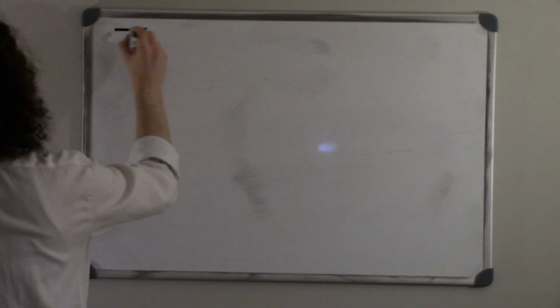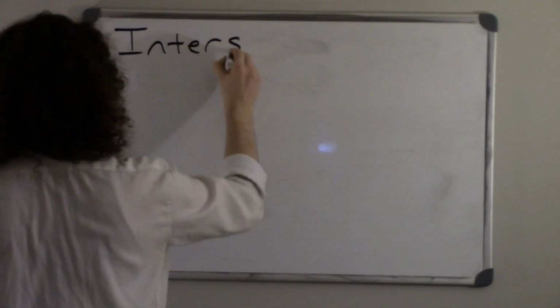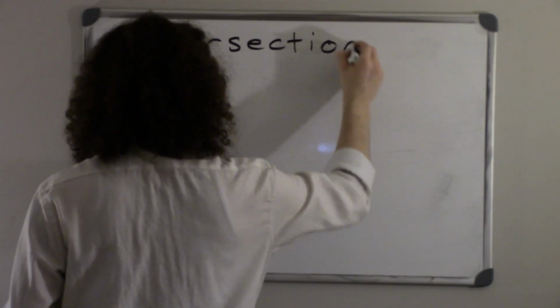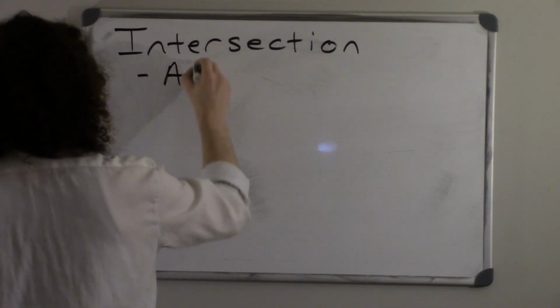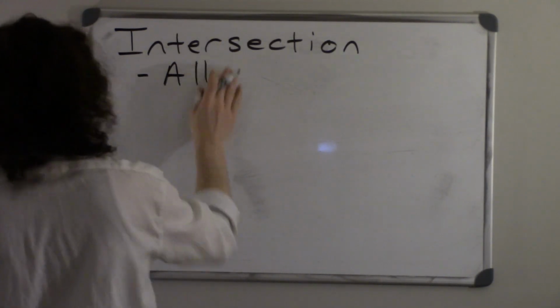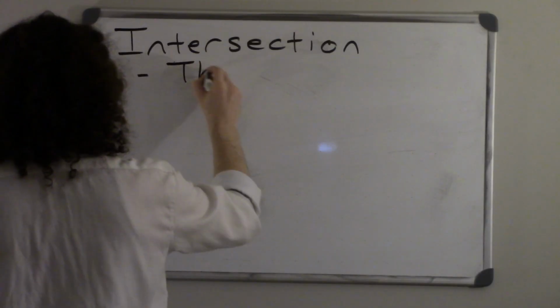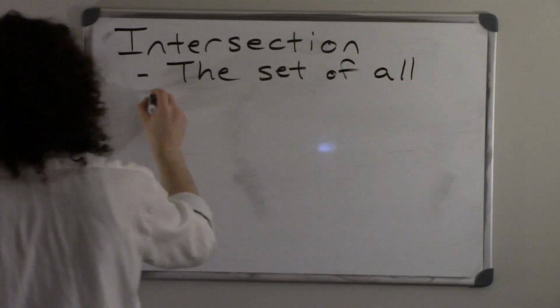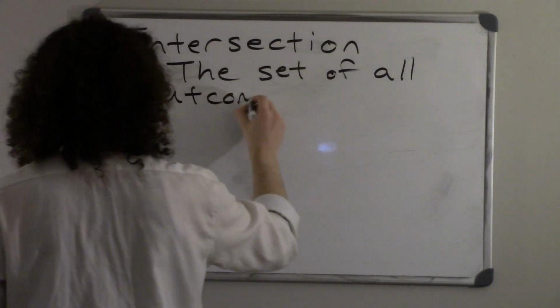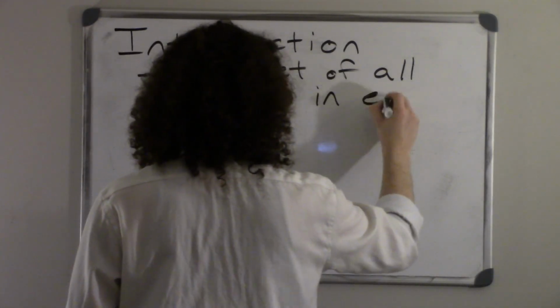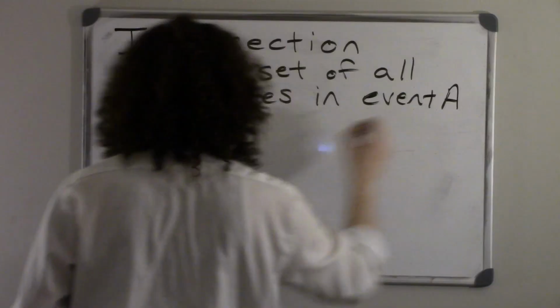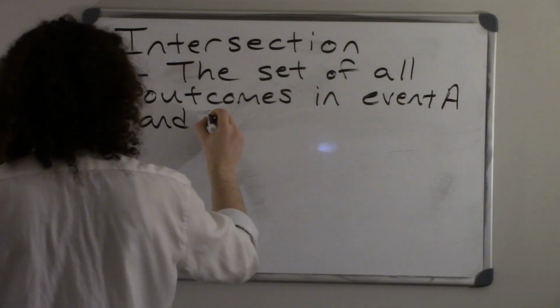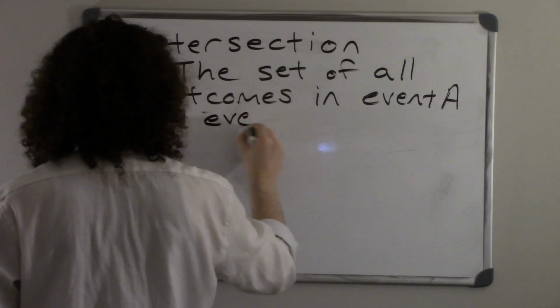The next one is what we call an intersection. An intersection is the set of all outcomes in event A and event B.